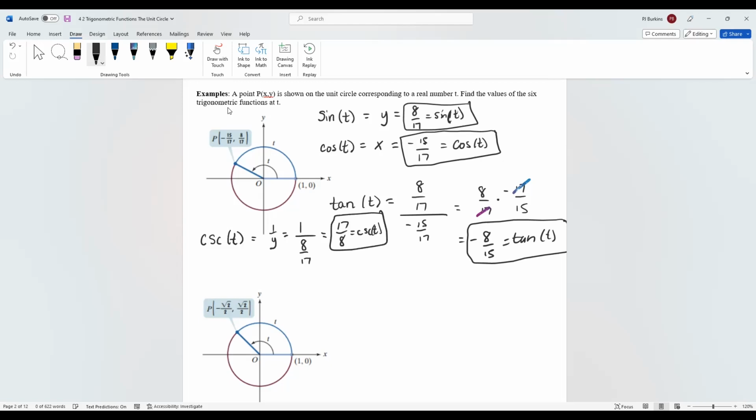Okay, 2 more to go. We need the secant. Secant's related to cosine, or it's 1 over x. So 1 over the x-coordinate, which is -15/17. And so that's -17/15.